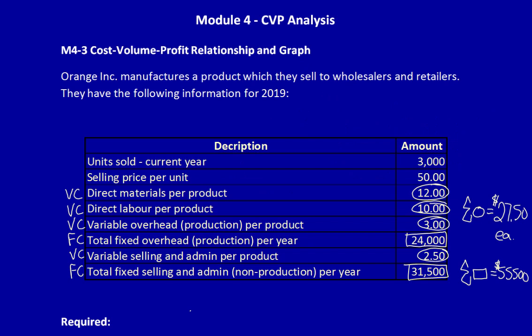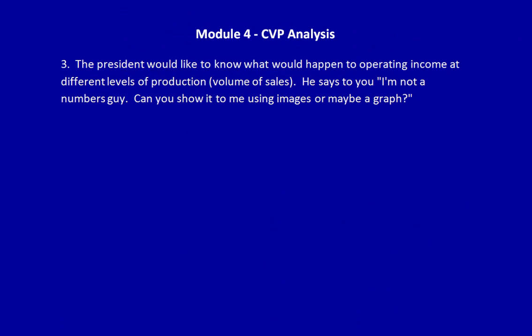Welcome back. We're continuing with M4-3 cost volume profit relationship and graph. We're now answering part 3. The president would like to know what would happen to operating income at different levels of production, volume of sales.